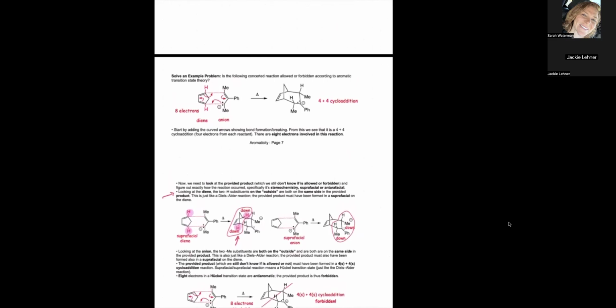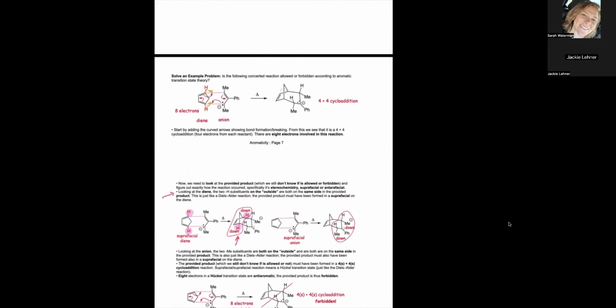So remember our disrotatory and conrotatory? Disrotatory means they move in opposite directions. Conrotatory means they move in the same direction. So if these both moved in the same direction, this one would go up, for example, and this one would go down. This will go up, this will go down. So then they would be opposite of each other, right? But they're not opposite of each other, right?